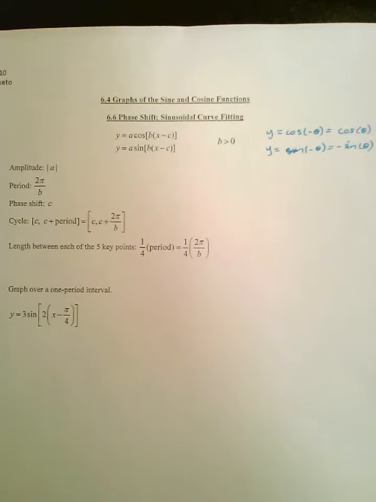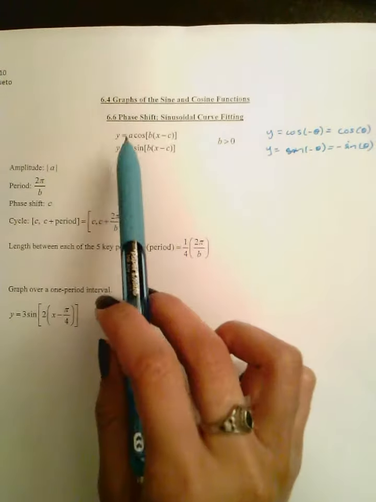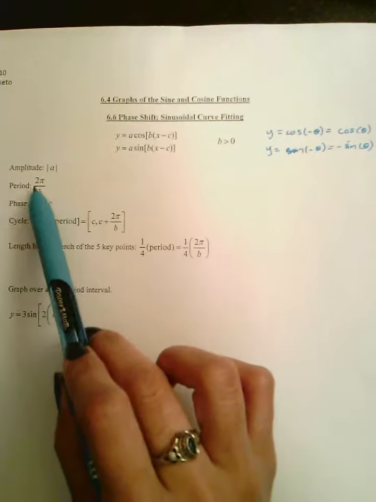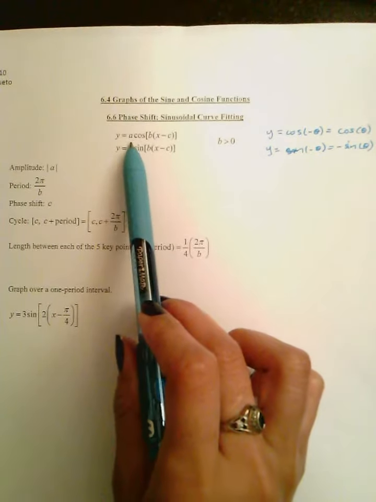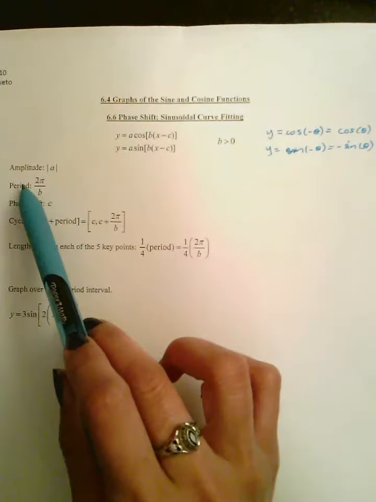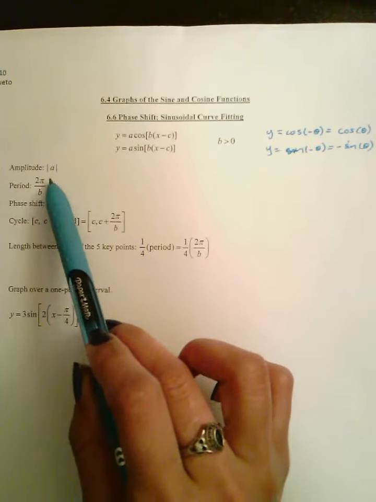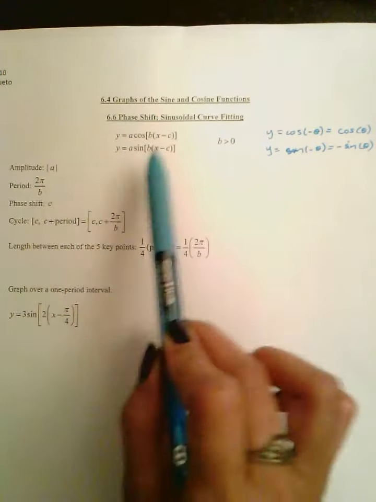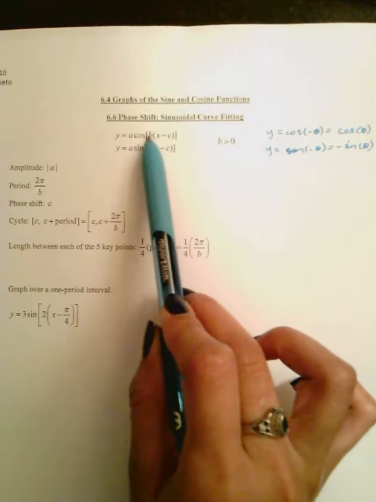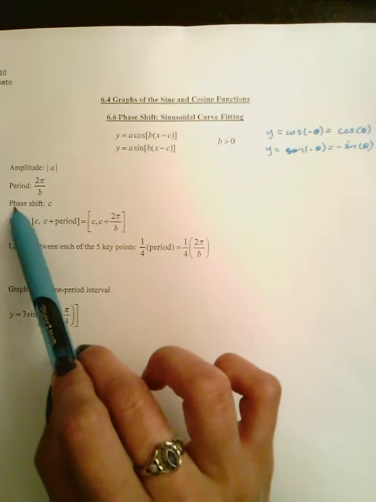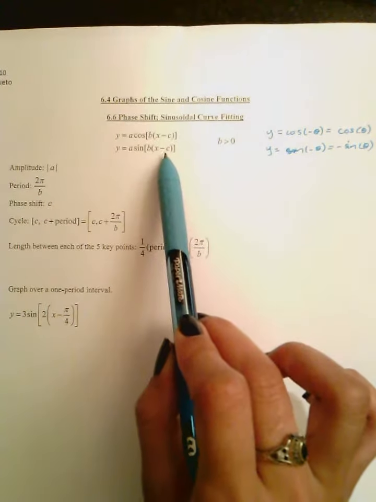So what we're going to do first is we're going to find the amplitude, and the way that we can tell what the amplitude is based on the function that's given to us is we take the absolute value of the a. So whatever number is on the outside, you take the absolute value of that. Period is going to be equal to 2 pi over b. So we're going to take 2 pi and divide it by whatever number we have in the front. And then the phase shift is going to be c. So this is minus c.